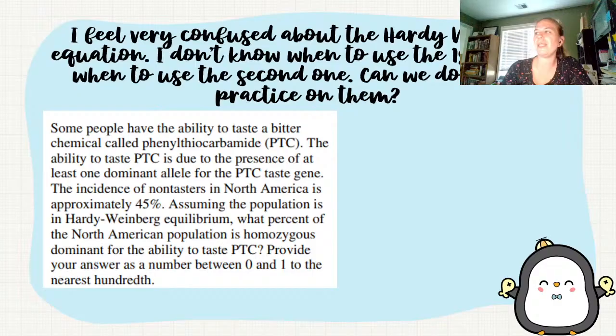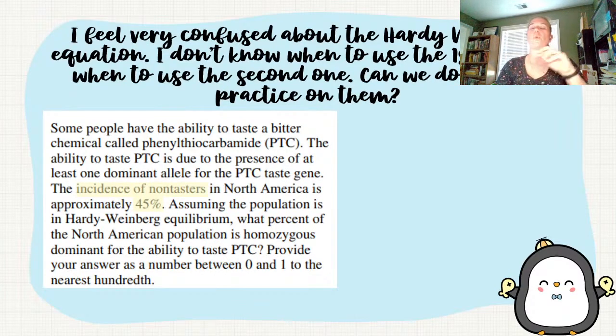So some people have the ability to taste a bitter chemical called PTC. The ability to taste it is due to the presence of at least one dominant allele. Okay, so being a taster is dominant. The incidence of non-tasters in North America is approximately 45%. Assume populations are Hardy-Weinberg. What percent is homozygous dominant for the ability to taste PTC? Provide your answer as a number between 0 and 1 to the nearest hundredths place.